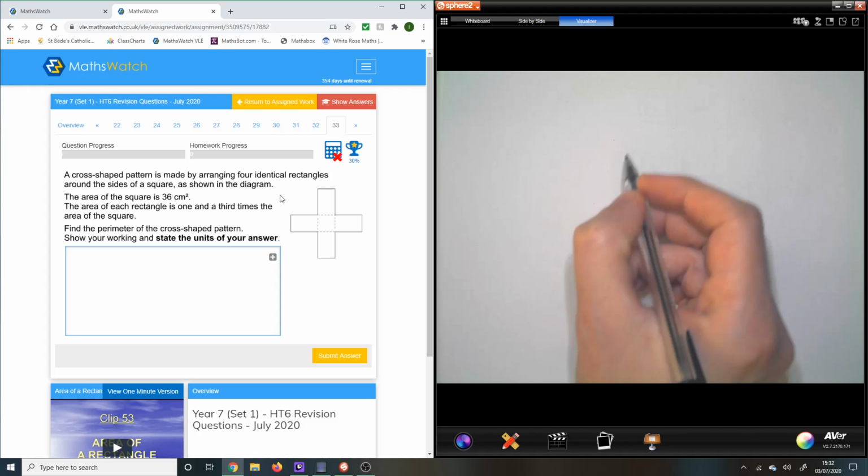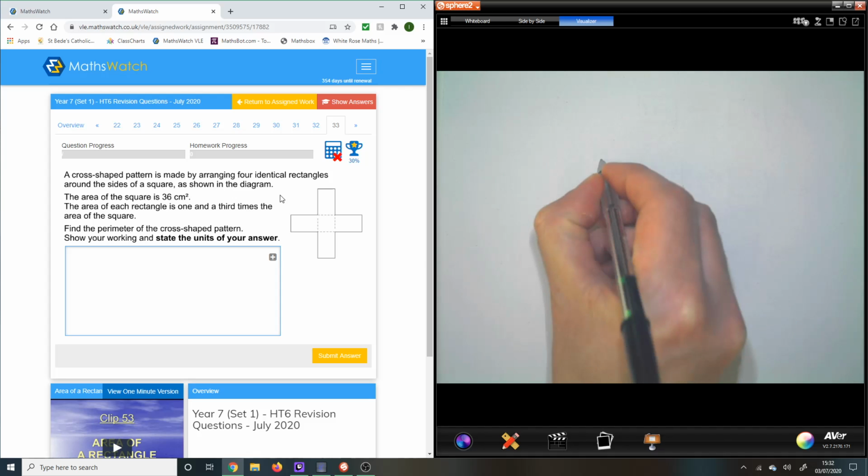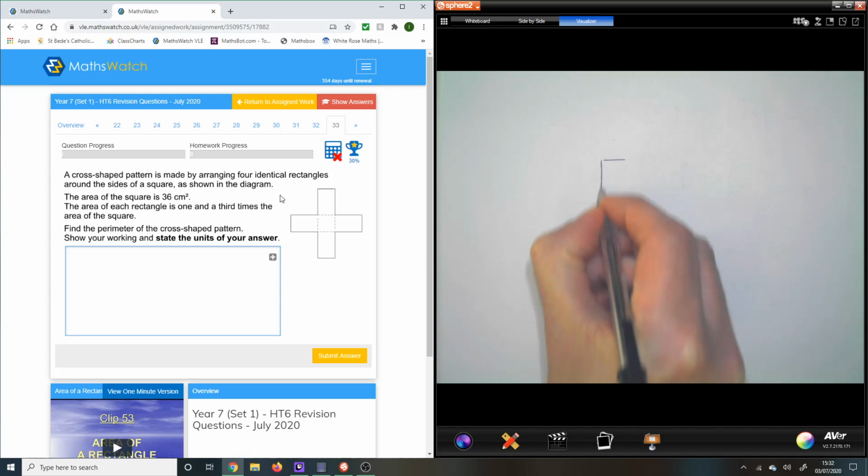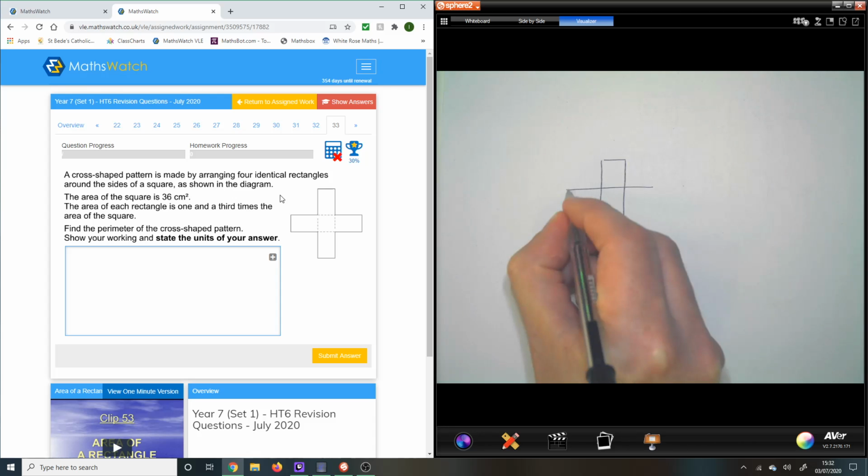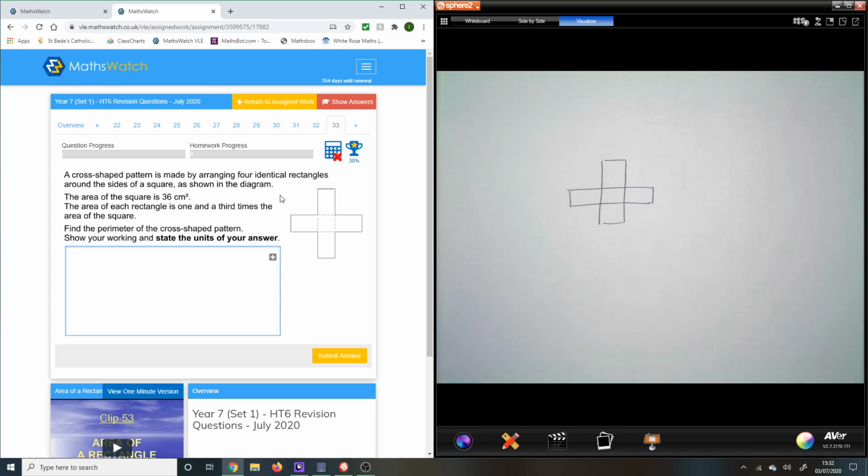Okay, so if we start by, probably the best thing is to make a sketch of the shape. It's always a good idea to make a sketch if you've got a question like this, or to draw on your paper if it's an exam paper. So what we know is that it is a question about area and perimeter.